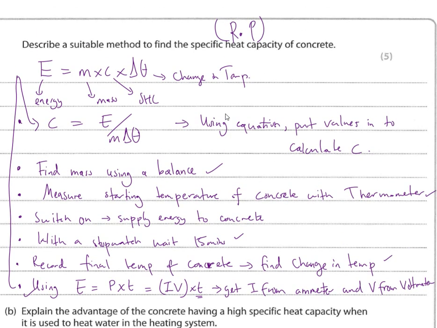Just like we did the required practical, these are the methods to work out the specific heat capacity. So you always start with the equation, and then work backwards. What do you have? You need energy? Yes. How do you find energy? You know the equation. So what do you need? There we go. Mass. How do you find the mass? We need the balance, so scale.